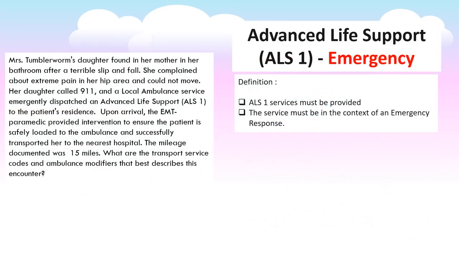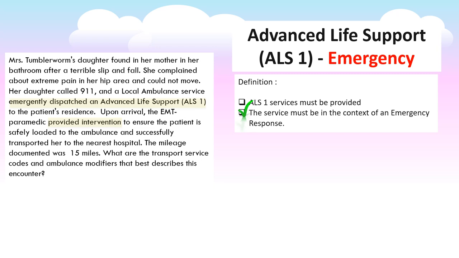Okay, so here we are now in our tabular list, but again, we have to be very careful to make sure that we are fulfilling all the provisions of the advanced life support before we use that code for ALS-1. So remember our definitions for advanced life support. Advanced life support 1 services must be provided, meaning that there has to be an intervention, correct? And there has to be an assessment. And as I can see here, yes, it did fulfill that, because the paramedic actually provided intervention during the services. So that fulfilled that first one.